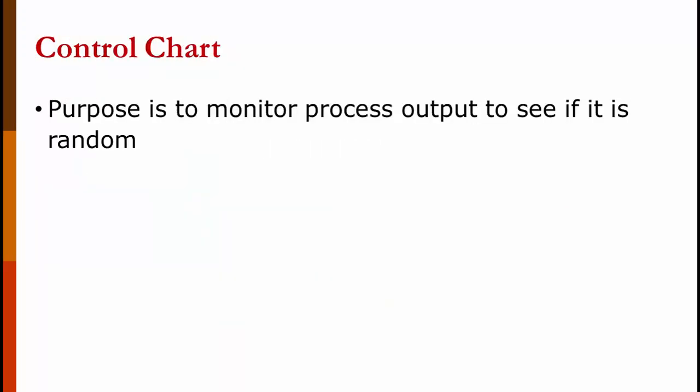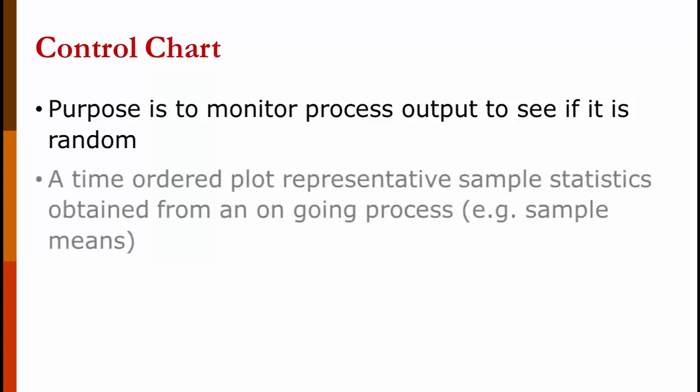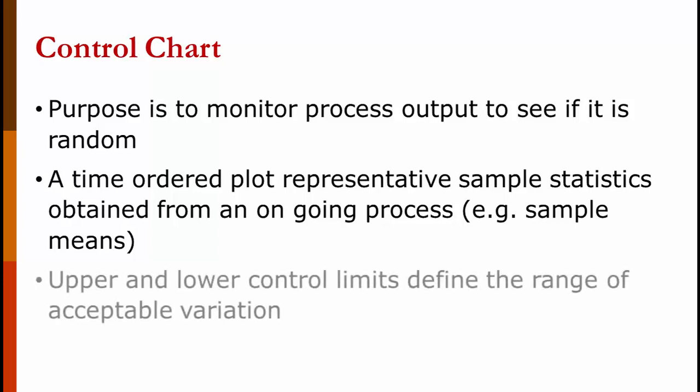The purpose of a control chart is to monitor the process output to see if there is assignable variation. Stated another way, the purpose is to make sure that the only variation you're seeing is random variation. A control chart is a time-ordered plot representing sample statistics obtained from an ongoing process. In other words, you're measuring the size of the holes you drill, computing a sample average, and plotting them on a chart. The upper and lower control limits define the range of acceptable variation.